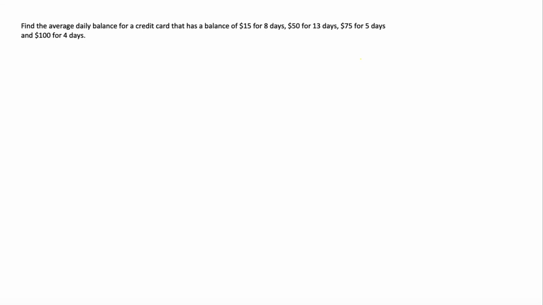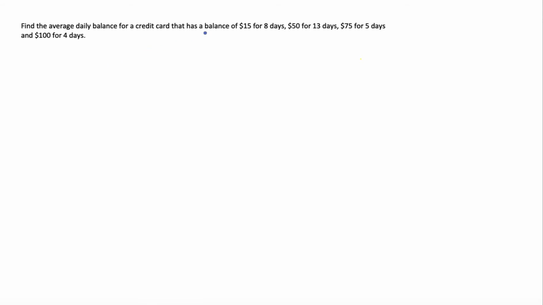Find the average daily balance for a credit card that has a balance of $15 for 8 days, $50 for 13 days, $75 for 5 days, and $100 for 4 days. All right, so it seems like there's quite a bit of information here, right? But of course, the first thing we want to do is understand how a credit card works.